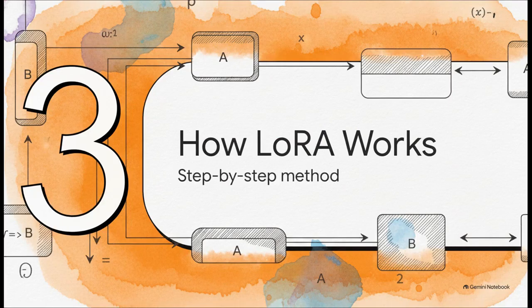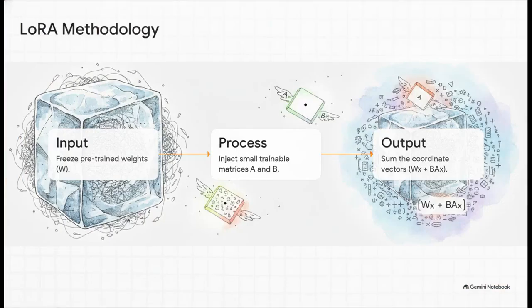Okay, moving to section 3, how LoRA actually works. Let's look at the step-by-step methodology. Here's the logic flow. Step 1, the input. We take the pre-trained weight matrix, called W, and we completely freeze it. It's locked. Step 2, the process. In parallel to that, we inject two very small matrices, which we'll call A and B. Matrix A starts with a random initialization, and matrix B starts at straight 0. Now, here's the magic. These two tiny matrices are literally the only things updated during training.